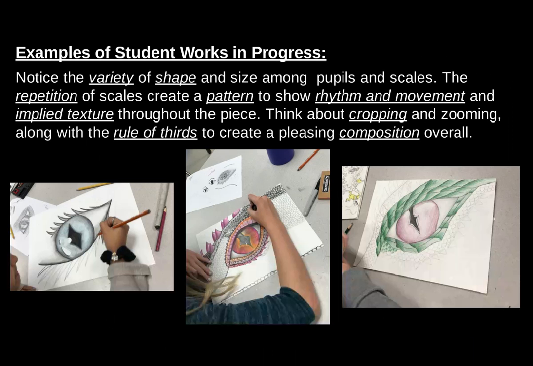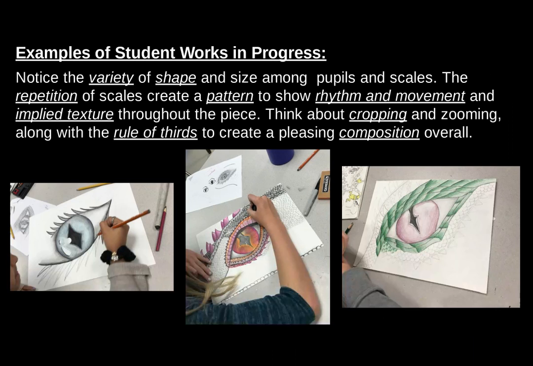Okay, examples of student works in progress. So any of these words that are underlined, these are our vocabulary words, okay? Notice the variety of shape and size among pupils and scales. The repetition of scales create a pattern to show rhythm and movement and implied texture throughout the piece. Think about cropping and zooming along with the rule of thirds to create a pleasing composition overall.